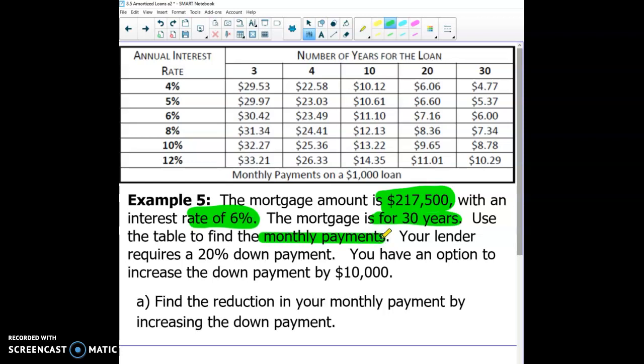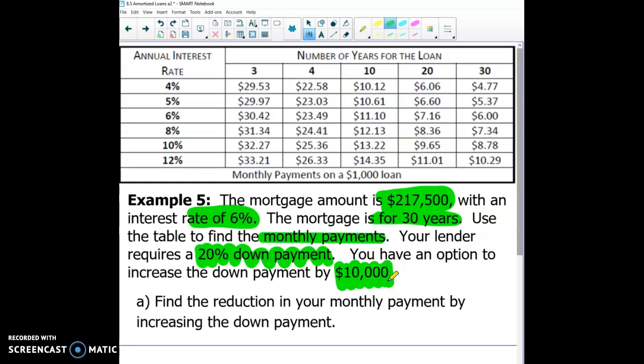Your lender is going to require you to put 20% down. So that's going to be 20% of the $217,500, and you have an option to increase the down payment by $10,000.